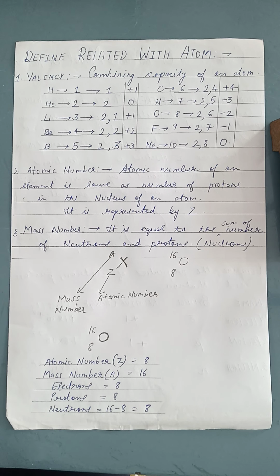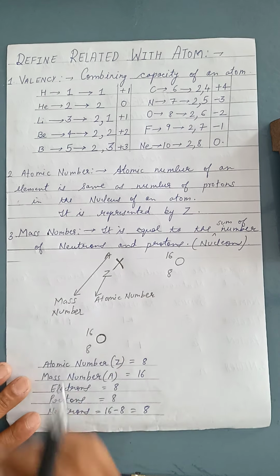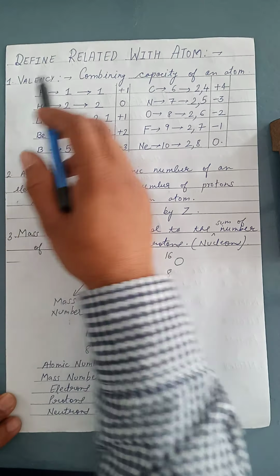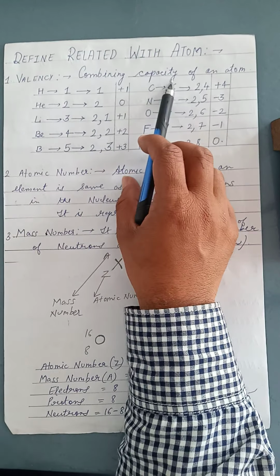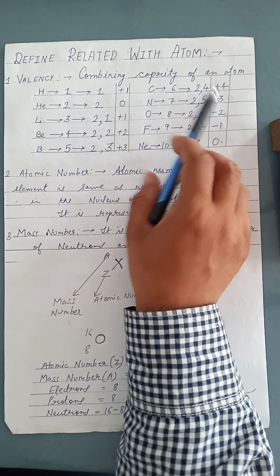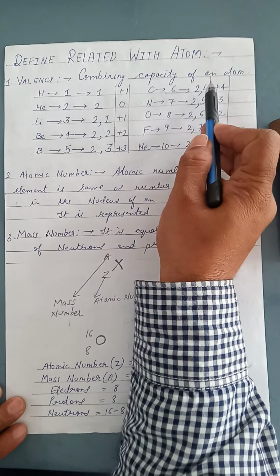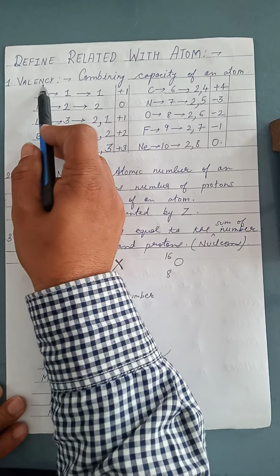Okay, so the basic part must be clear, like what is the meaning. We already did that in the atoms and molecules chapter, and today I am explaining once again what is the meaning of valency. Valency is the combining capacity of an atom. Valency shows whether the capacity of an element is to lose electrons or to gain electrons. So the combining capacity of an atom is called the valency.